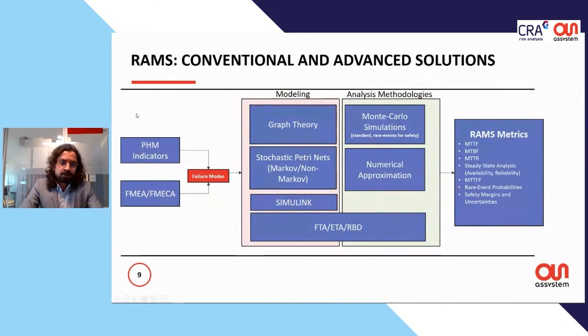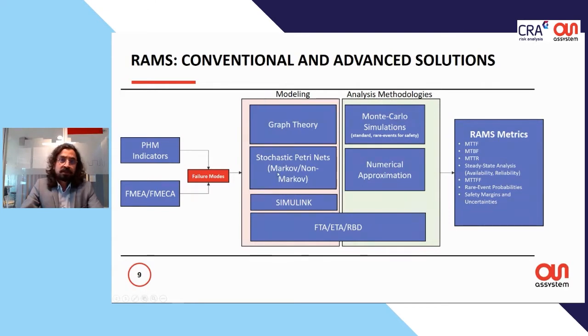And what is the conventional approach? Take this with a pinch of salt, because this is just a generic idea. The representation of the entire idea of what we want to do through RAMS is that you have the failure modes, you have the PHM, we will talk about the PHM afterwards, but let's say you have the failure modes which are coming from the FMEA, FMECA analysis, and you build your models. There are different modeling methodologies based on graph theory. These are based on stochastic Petri nets. There is Simulink. So these are advanced modeling methodologies.